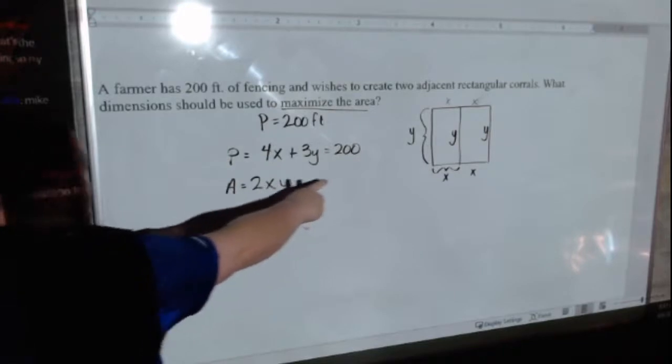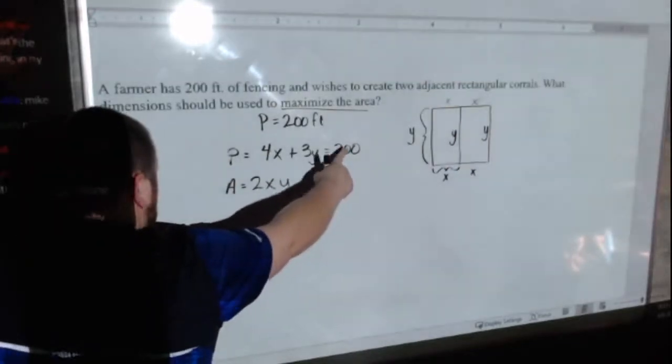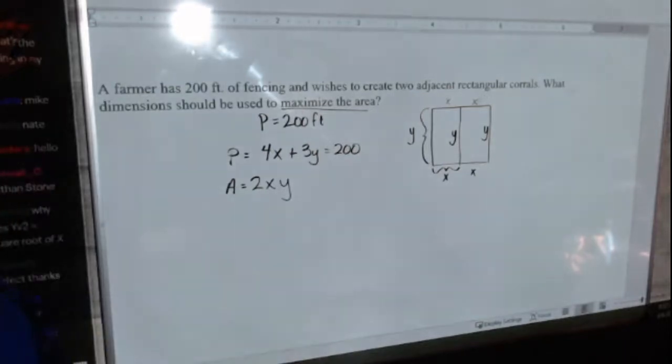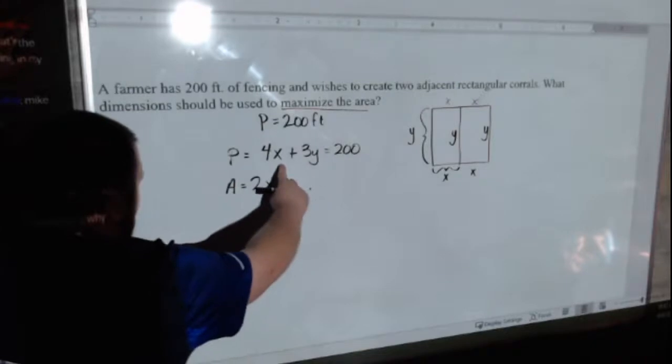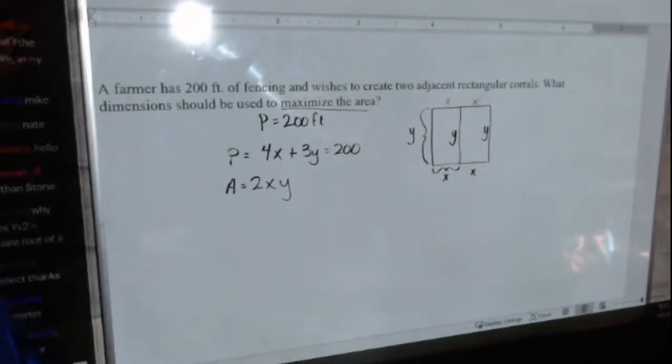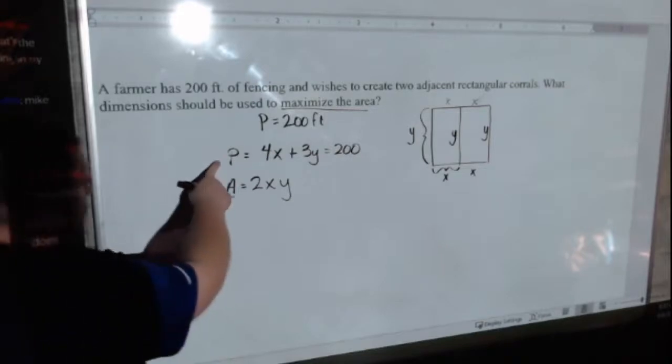The secondary has the data given, and the primary is the one that you're trying to maximize or minimize or optimize. So I need to solve this one for X or Y and plug it into this one. I think I'm going to solve for Y here.